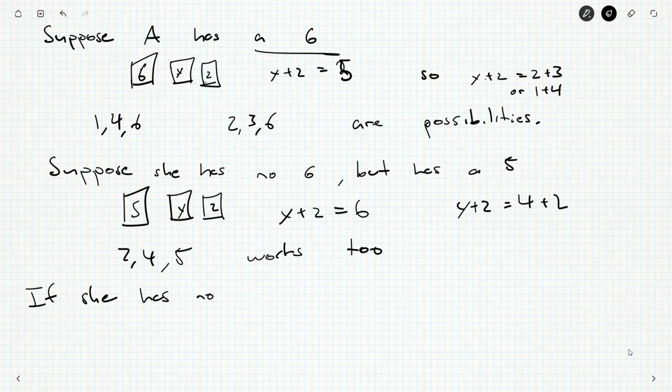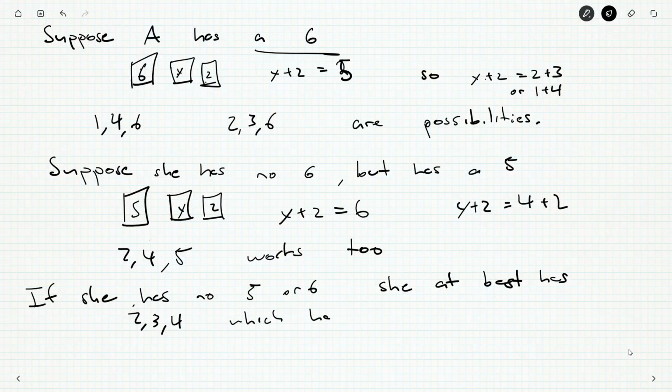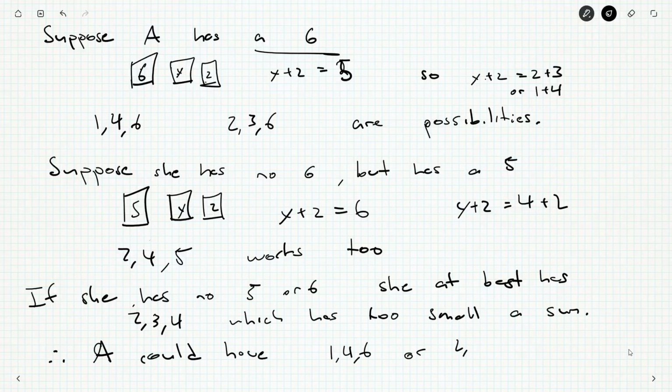If she has no 5 or 6, she at best has 2, 3, 4, which has too small of a sum. Therefore, A could have 1, 4, 6, or 2, 3, 6, or 2, 4, 5. That's it. Those are the only possible groups of 3 that work. Alright. So we'll flip the page because we still have C and D to do, and I'm going to need a fresh sheet.